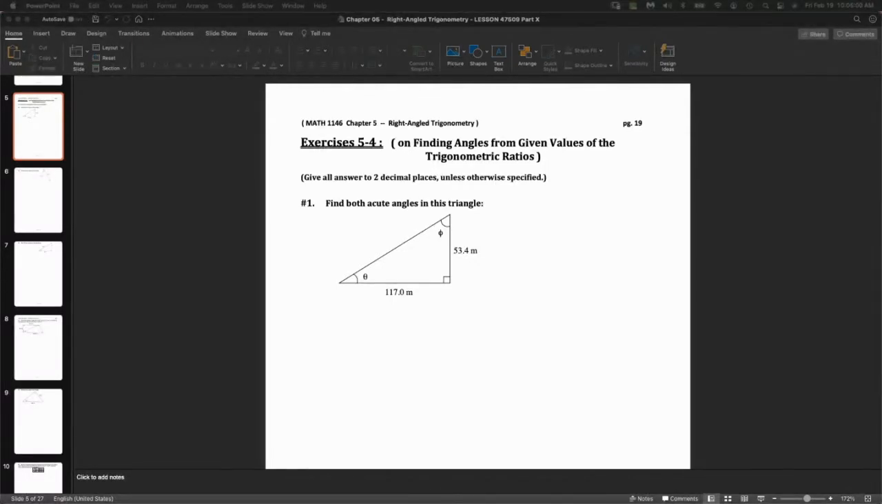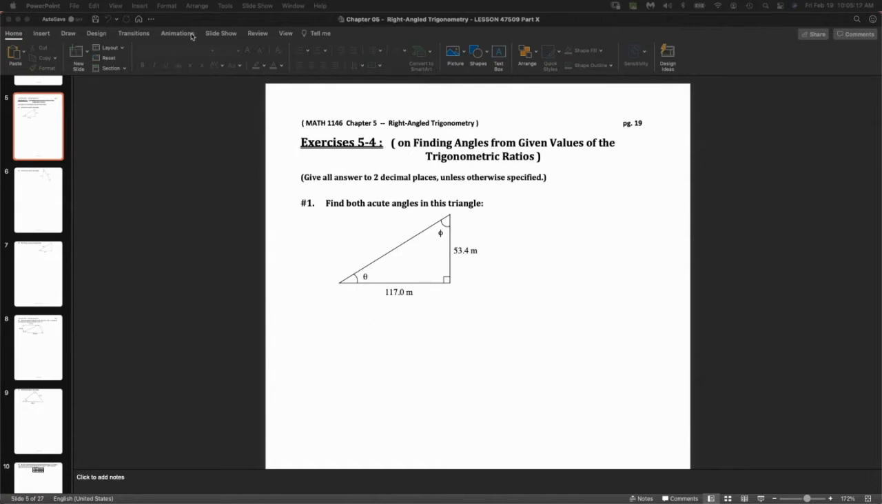So in the remaining time, I might just answer a couple of questions from chapter 6. Chapter 6 is a continuation of chapter 5. It's just that the questions get harder. That's all. So let's get going here.